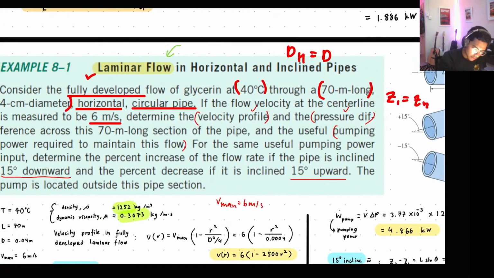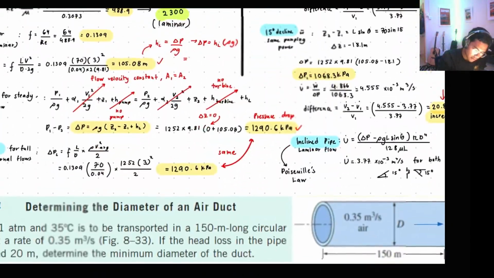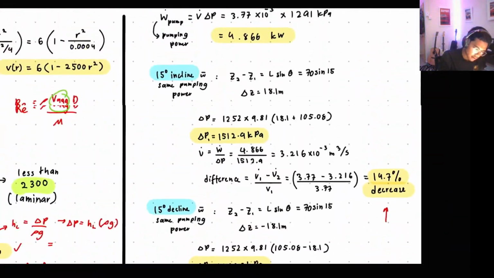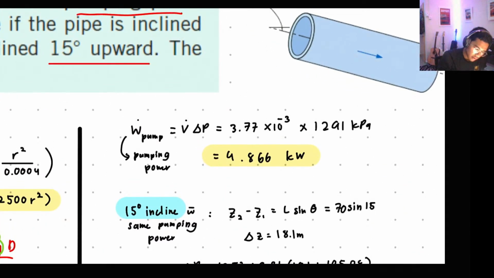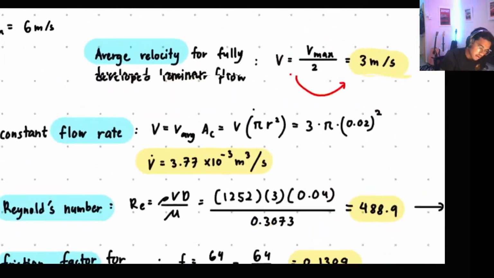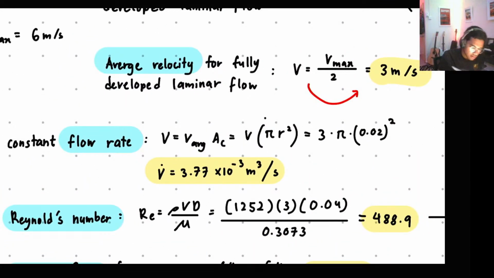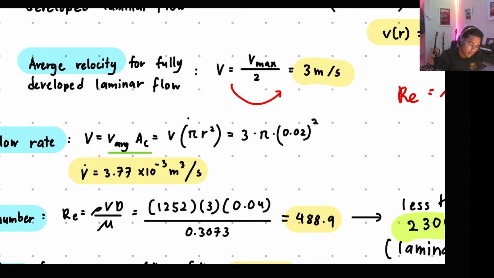So kita tanya soalan apa ni? Pumping power. So pumping power tu is the pressure drop lah kan? Okay. So this is the pressure drop, and we need to find flow rate. How do we find flow rate? Flow rate is V average times the cross-sectional area. So this is our flow rate, 3.77.